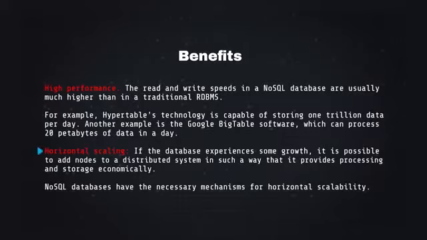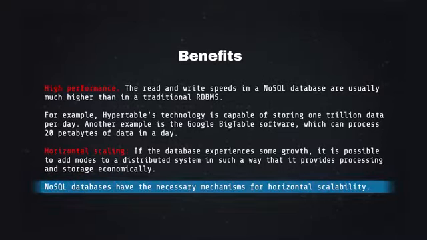Another benefit is that if a database experiences some growth, it is possible to add nodes to a distributed system in such a way that it provides processing and storage economically, also known as horizontal scalability. NoSQL databases have the necessary mechanisms for horizontal scalability. In terms of storage, the NoSQL storage model is much simpler than the table schema of the relational model. This positively affects performance as there is no defined schema for saving data.